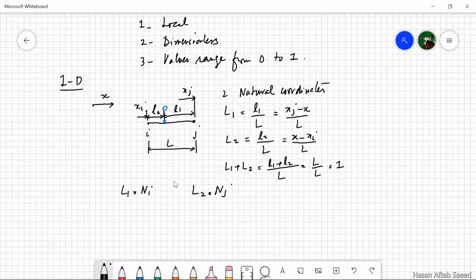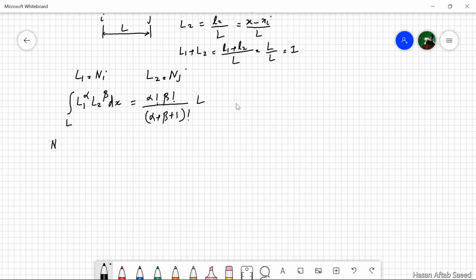Now, it can be shown that functions incorporating powers of L1 and L2 can be integrated very simply by this expression. The integral of L1 power alpha, L2 power beta over some length is simply alpha factorial beta factorial over alpha plus beta plus 1 factorial, into L.